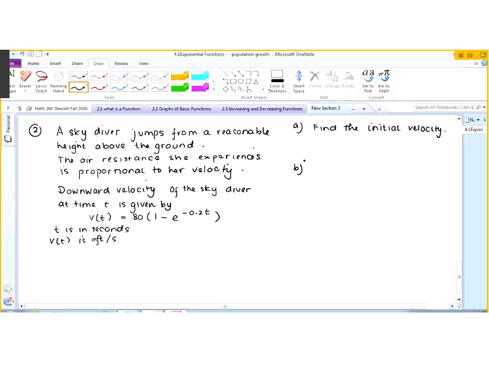And then B, find the velocity. The velocity after 5 seconds and after 10 seconds. And then you need to draw. Well, we will use the decimals. And then find the maximum velocity.